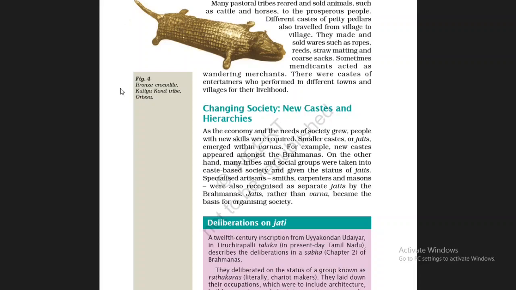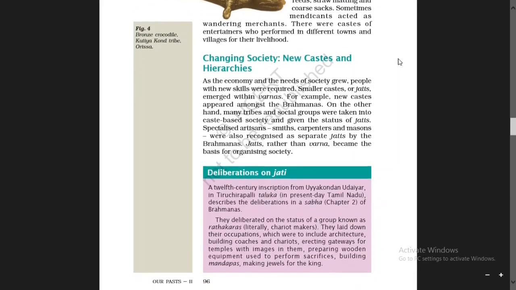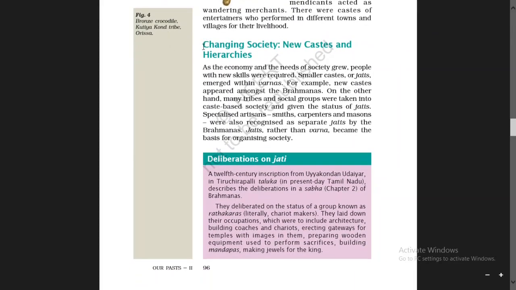Let us see page number 96, boys, in our discussion of the first part of the chapter. We have discussed here up to the first paragraph of this page number 96. So now let us see the remaining part of the chapter, changing society, new castes and hierarchies.